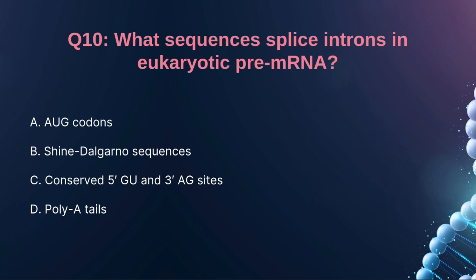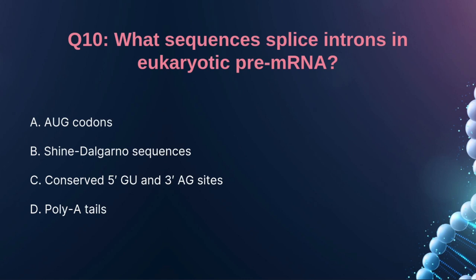Now, what sequences splice introns? Now, remember, the mature mRNA should only have exons, not introns. In eukaryotic pre-mRNA, is it an AUG codon? AUG is the start codon, so no. Is it the Shine-Dalgarno sequences? No. Poly A tail? That's not related to the splicing process. So C is the right answer.